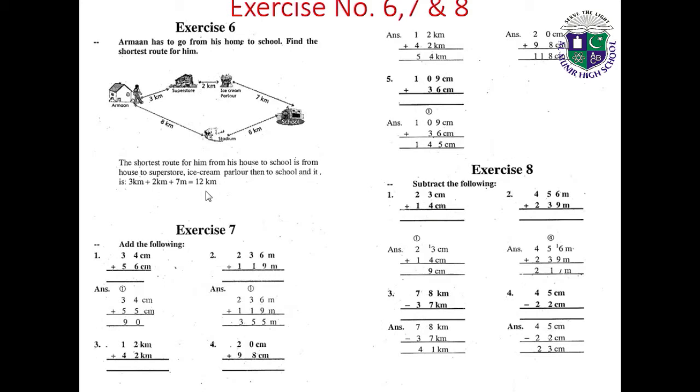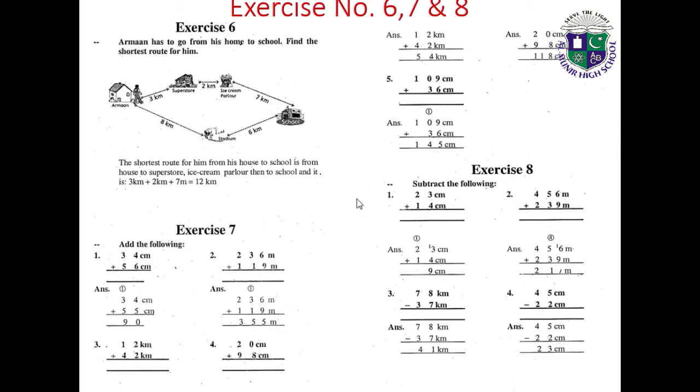Exercise 7. Add the following: 34 cm plus 56. 4 plus 6 equal 10, 0, 1 carry, 3 plus 1 is 4, 4 plus 5 is 9, 90 centimeter is your answer. Next question, 236 plus 119. 9 plus 6 is 15, 5, 1 carry, 3 plus 1 is 4, 4 plus 1 is 5, 2 plus 1 is 3, 355 meter.